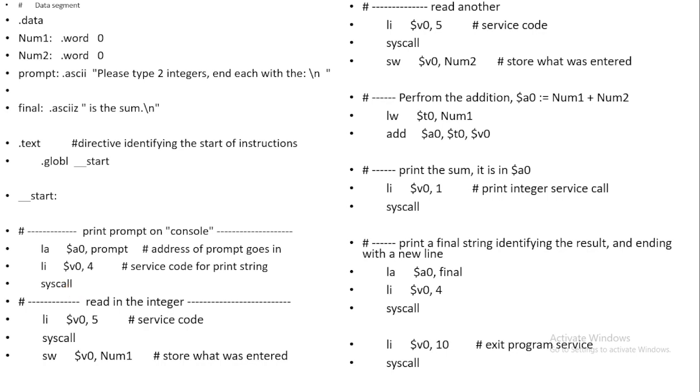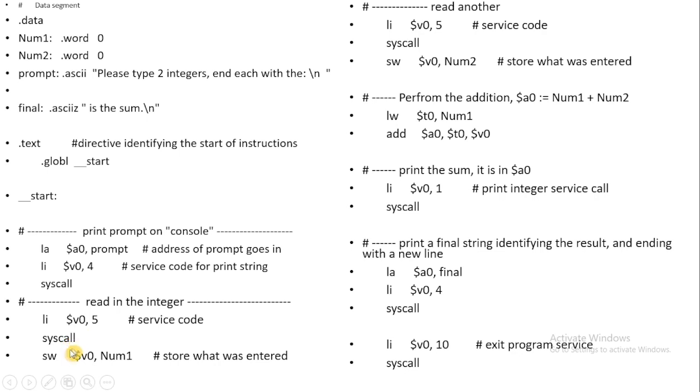Okay, so this block was for printing the message, that is, please type 2 integers. Then once that message has been printed, the user is obviously going to give the integer. For reading the integer we have a service code of 5. So li $v0, 5. V0 हमारा जो रजिस्टर है, उसमें 5 सर्विस कोड पे वो रीड करना है उसे.